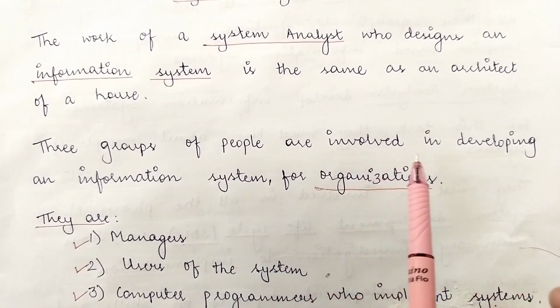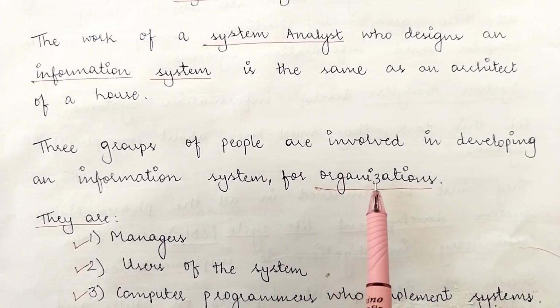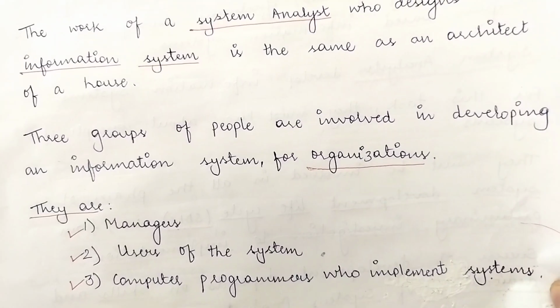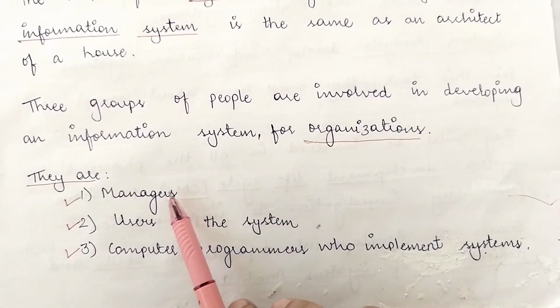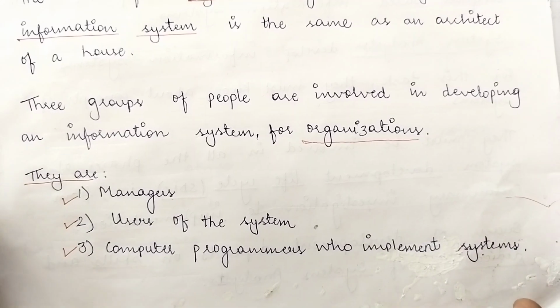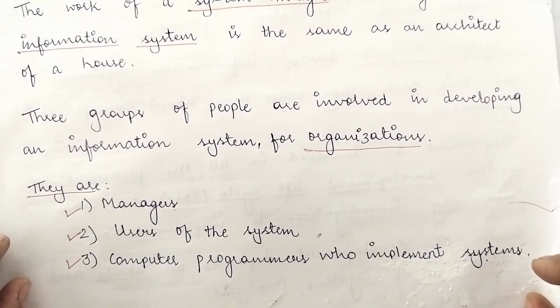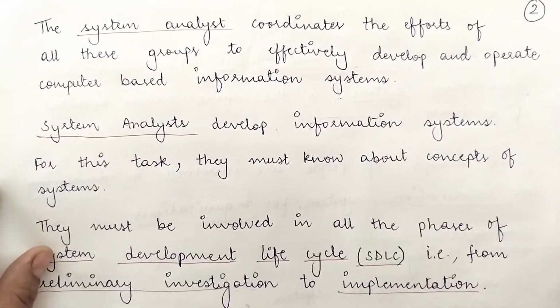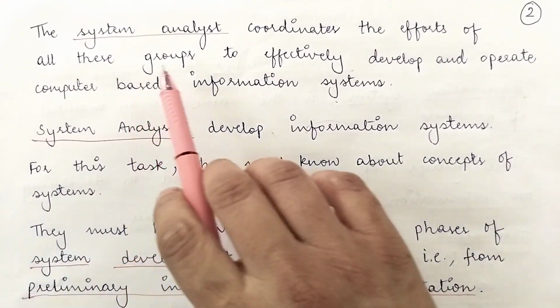Now, three groups of people are involved in developing an information system for an organization. Whenever an information system is being developed for an organization, always remember there are three primary people involved: the managers, the users of the system, and the computer programmers who implement that system, right? These are the three important people always involved in the development of an information system for an organization. The system analyst coordinates the efforts of these three groups.